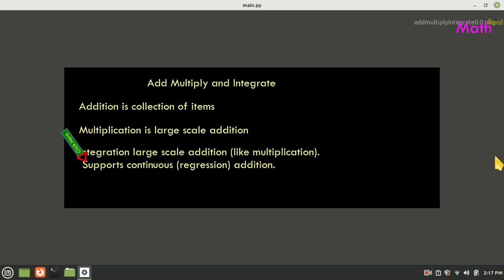It may be called regression. So simple is addition. If a bigger addition is there, then we use multiplication. Multiplication is a bigger form of addition. A different form of addition can also be used for large scale, and that is integration. It supports continuous addition, which may not be possible through multiplication.